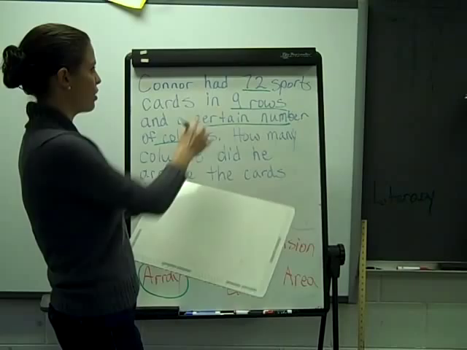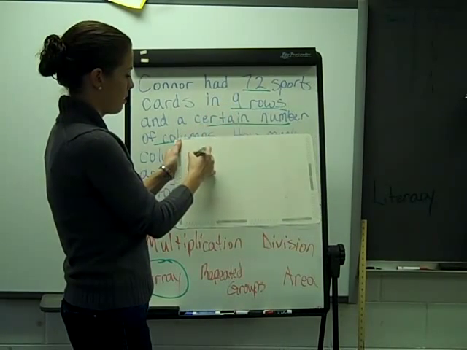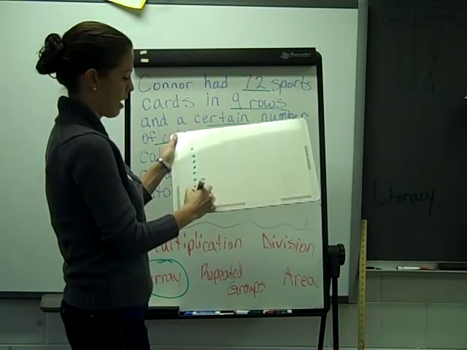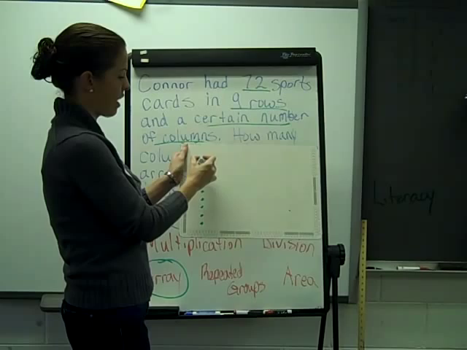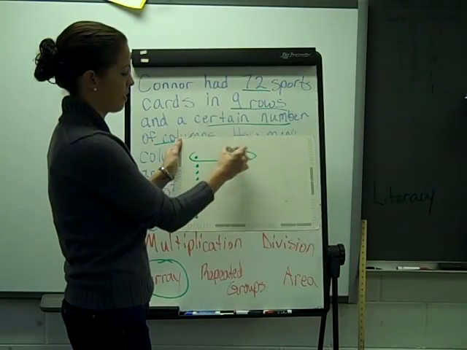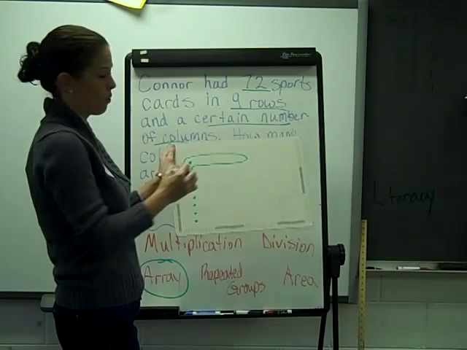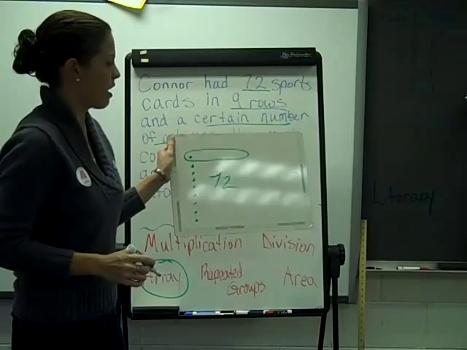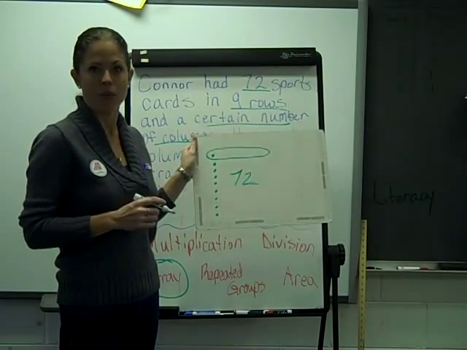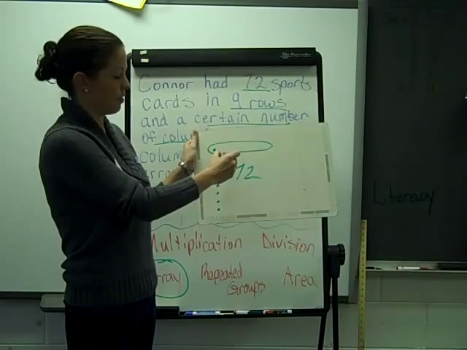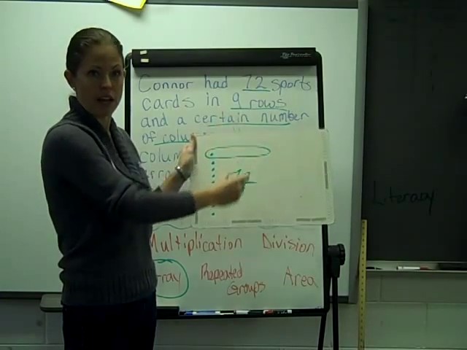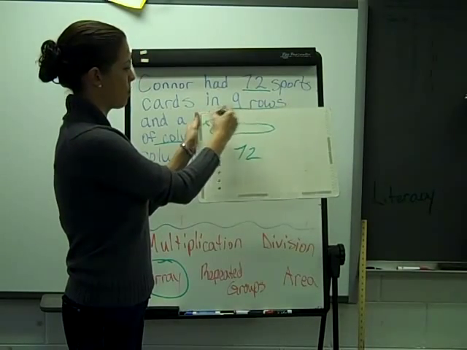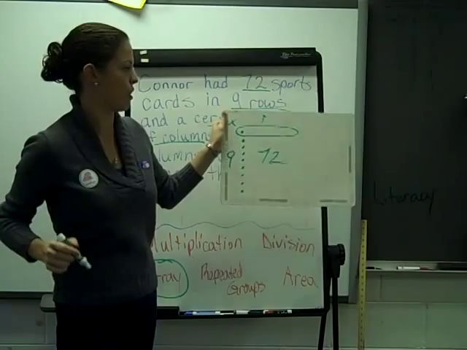Well, in this case, if we know there's 9 rows, 1, 2, 3, 4, 5, 6, 7, 8, 9. We know how many rows, we do not know how many in each row or how many columns. That's the question. So we do know that there's a total of 72. In this case, I'm going to do a quick array because it would take me a long time to go down and make all the columns until I got to 72 dots. So here's 9 multiplied by the question mark we don't know here.